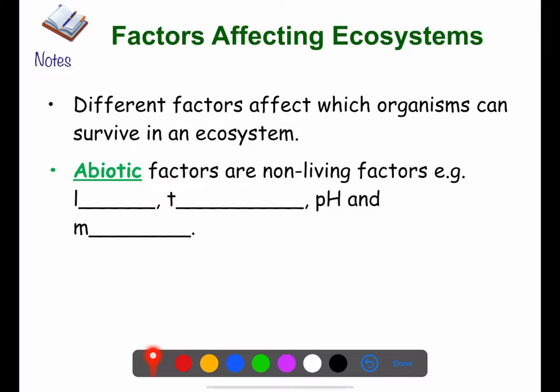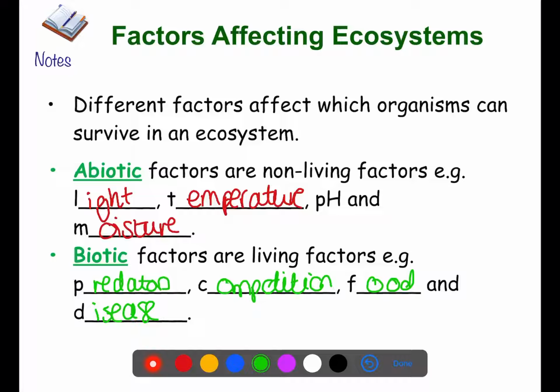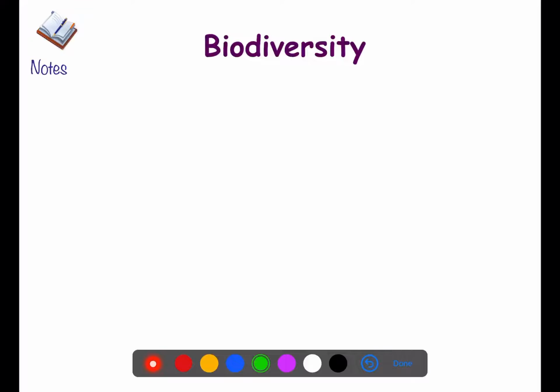So the ones that are non-living are called abiotic factors, and we have different abiotic factors. So we've got light, temperature, pH, and moisture. Those are all our non-living factors, which we call abiotic factors. We've then got biotic factors, so these are things which are living. So this is our predators, competition, food, and disease.